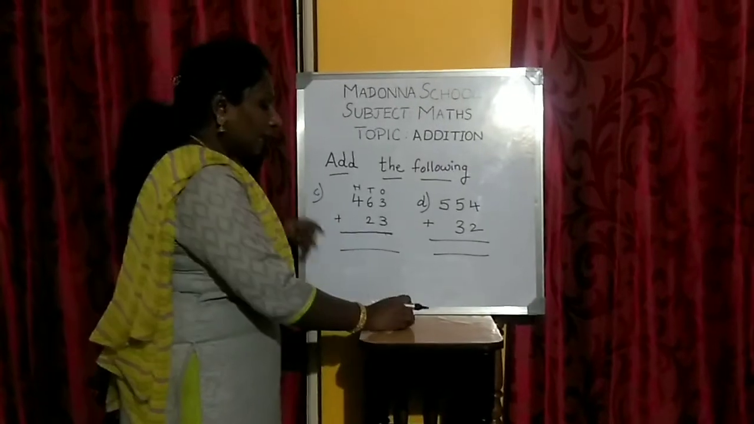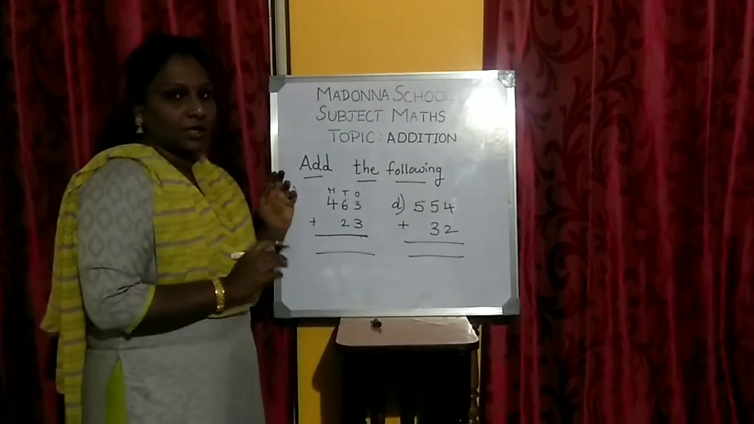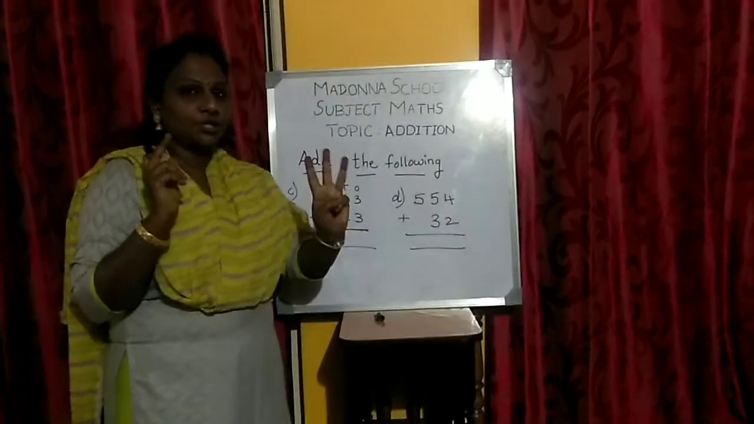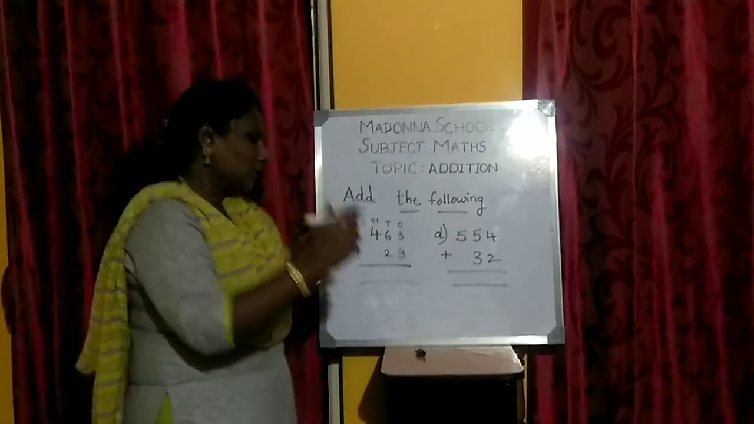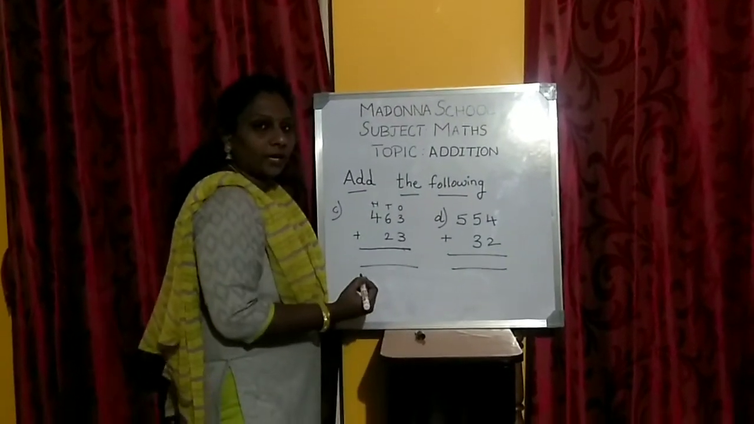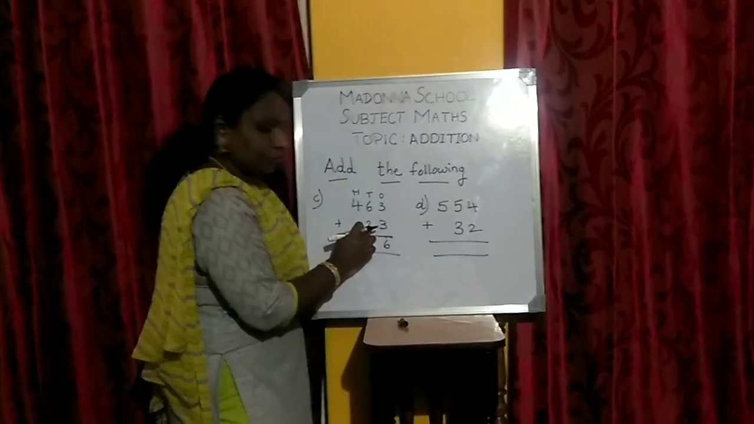So now we will add. First add the numbers in the ones place. So 3 plus 3. So 3 in your mind, 3 show it on your finger. After 3: 4, 5, 6. So 3 plus 3 equals how much, children? 6.